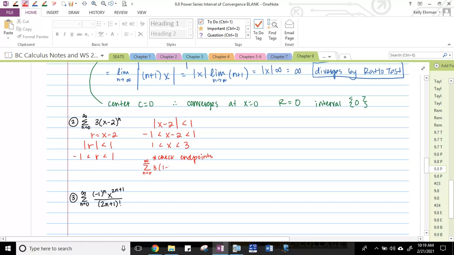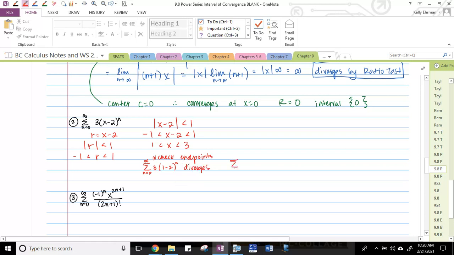If you plug in 1, you get 3 times negative 1 to the n. So that's what? 3, negative 3, 3, negative 3, 3, plus 3, minus 3, plus 3, minus 3. So is that going to converge? No, that's not converging to a finite sum. We're just alternating between two terms. Remember, it doesn't pass the nth term test. Okay, so that diverges.